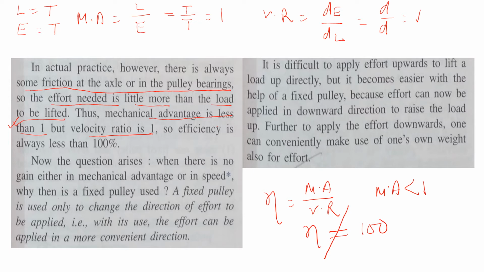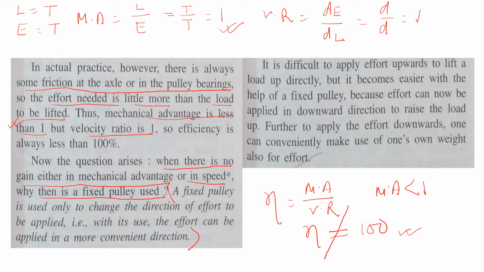So if the efficiency is not equal to 100% and the mechanical advantage is not equal to 1, then why is this type of pulley used? There is no gain either in mechanical advantage or in speed. So why is this type of pulley used? A fixed pulley is used only to change the direction of effort to be applied. That is, with its use, the effort can be applied in a more convenient direction.